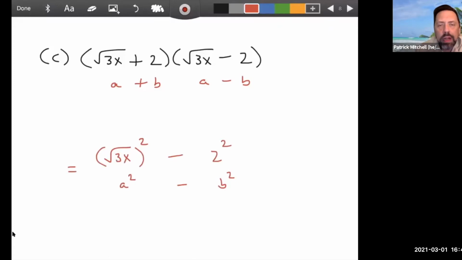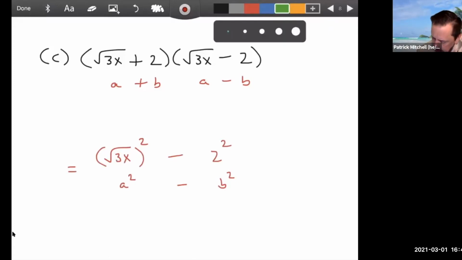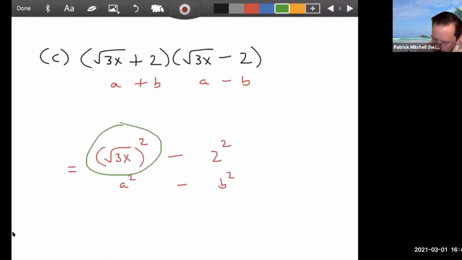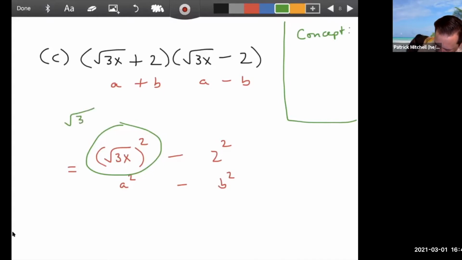All right, so what is this? What is the square of the square root of 3x? We should make that into another important concept. I'm going to write concept up here. Well, the square root of 3x squared is just another way of saying square root of 3x times square root of 3x. And that's the same concept that we had before. That would just be 3x.